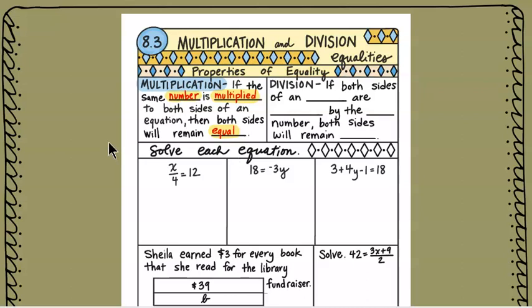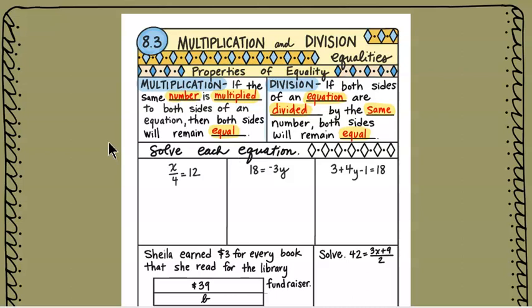All right, and you guessed it, division. If both sides of an equation are divided by the same number, both sides will remain equal. Duh. Too easy, right? Exactly. So let's see how that works out in real life.